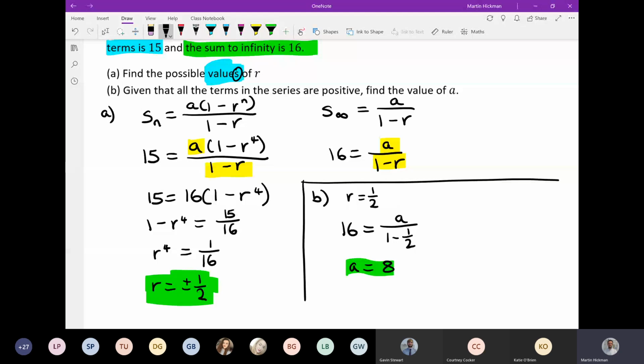Let us know if you've got any questions in the chat. We'll go on to these past paper questions, and then it will be over to you to have a go at some past paper questions yourself.